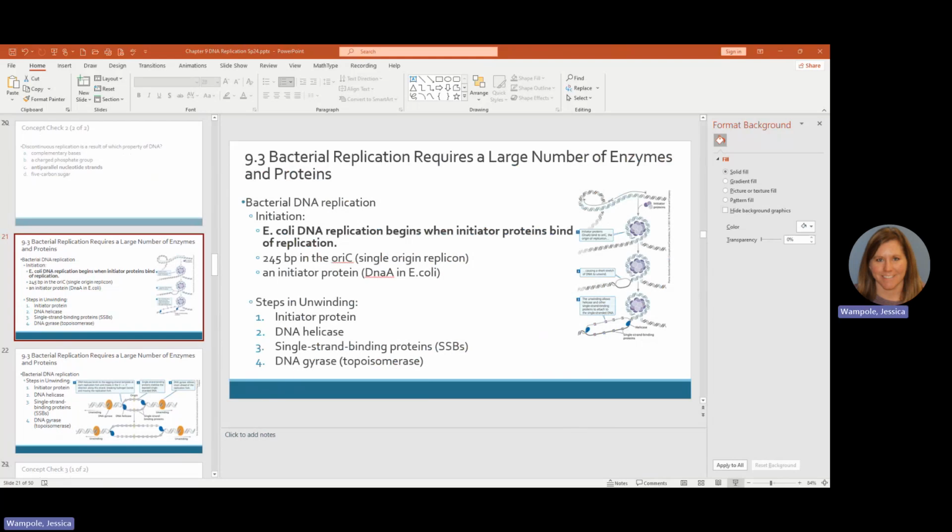All right, so I will leave this up for those of you that are writing this down. If you are all finished, go ahead and take a 10-minute break, and when we come back, we'll draw out what's happening during replication.